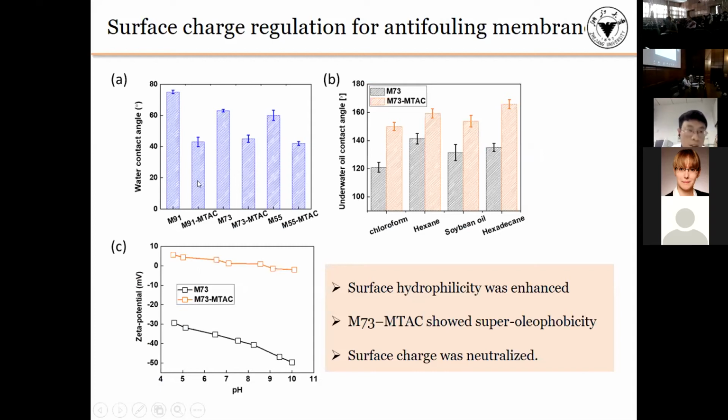We first characterized the water contact angle, and we found that the membrane became more hydrophilic. Then we tested the underwater oil contact angle. We found the membrane became super oleophobic. Then we also tested the surface charge. Actually, you can see the surface charge is also neutralized. That means it has high potential for antifouling.